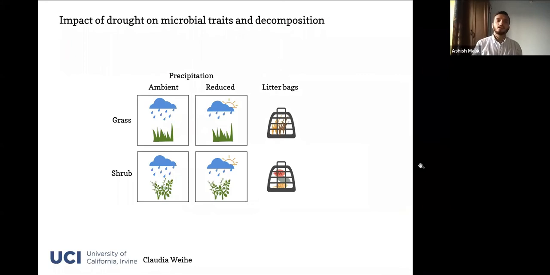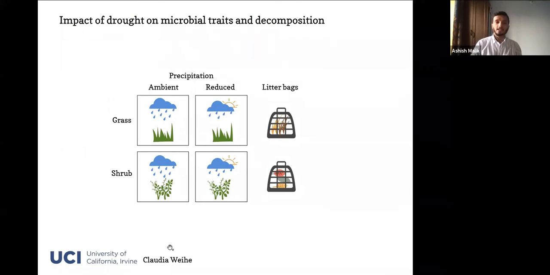So what we did here was build litter bags across these 4 treatments. The ecosystem here is a mosaic of grass and shrub. So that really allowed us to study 2 different ecosystems and 2 different litter or vegetation types, grasses and shrubs. And we had the precipitation treatment being ambient and reduced, about a 40 to 50% reduction in precipitation.